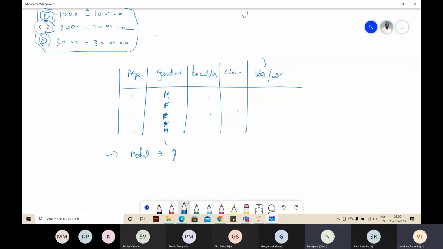Let me take transgender also. Three categories are there. Now what should we do? It is one hot. Why one hot? Why not label? Why not label encoding?